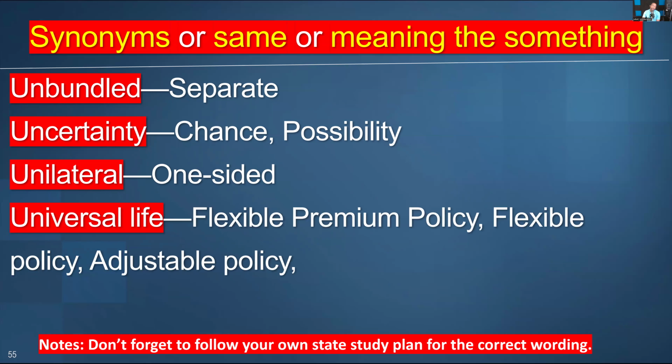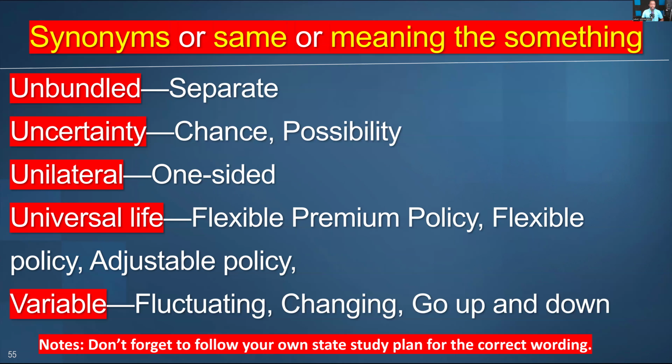Universal life. When you see the words universal life, please look for flexible premium policy. Flexible is the keyword. Flexible policy or adjustable policy. An adjustable policy is like a universal life, but when it comes to adjustable, you have a lot of flexibility. You can change from a whole life to a term, from a term to a whole life. That's what flexible universal life is.